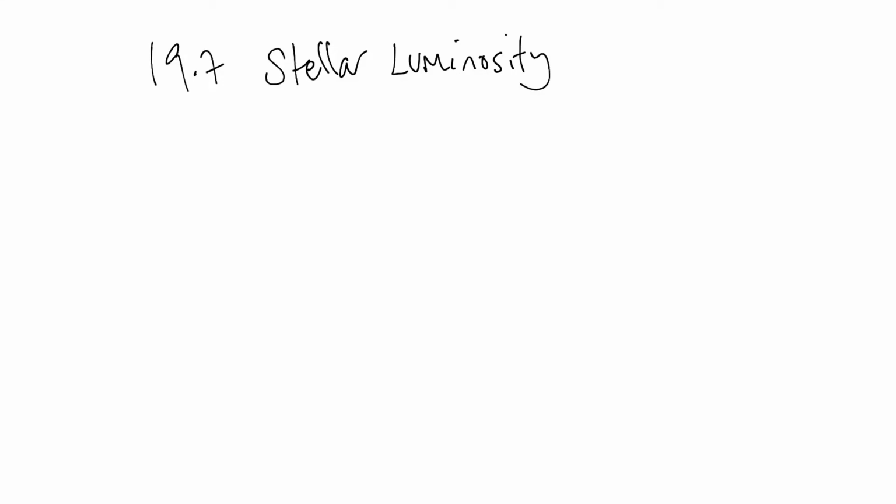Hello again everyone, today we're going to look at chapter 19.7, stellar luminosity, and within today's lesson we need to look at Wien's displacement law, and then we'll move on to talking a little bit more about luminosity. We've mentioned luminosity before, but we need to apply it into the form of an equation and using Stefan's constant, and then we're going to use Wien's displacement law and what then is called Stefan's law to estimate the radius of a star.